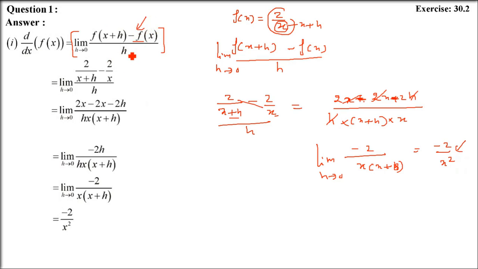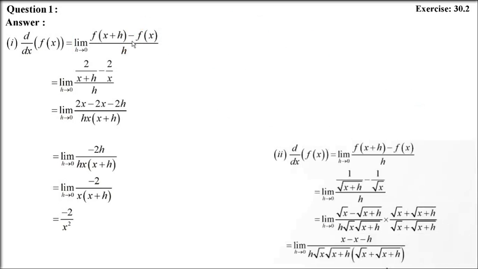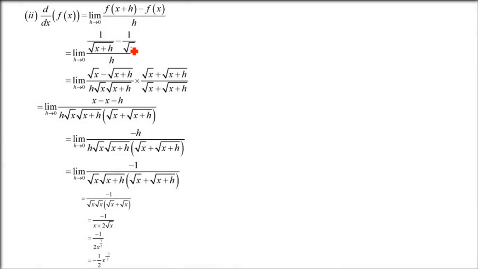So just keep in your mind this formula, this relation, this is going to be used everywhere. Now this is 1 by under root x, 1 by root of x. So we have f(x plus h), that is 1 by under root x plus h, minus f(x), that is 1 by root x, and divided by h, f(x plus h) minus f(x) by h.